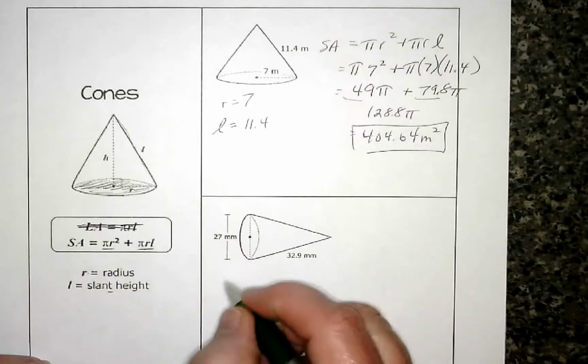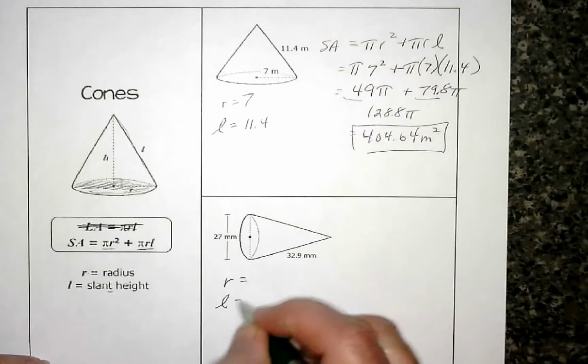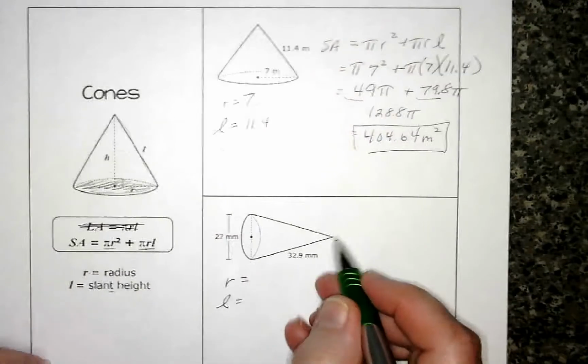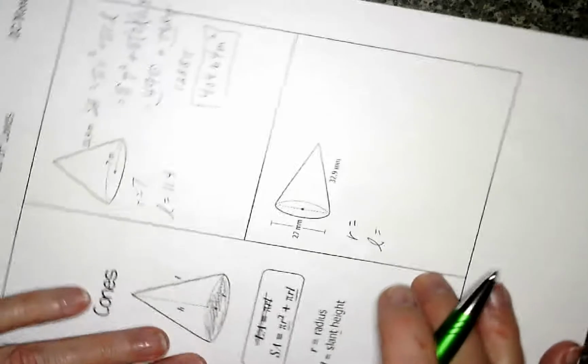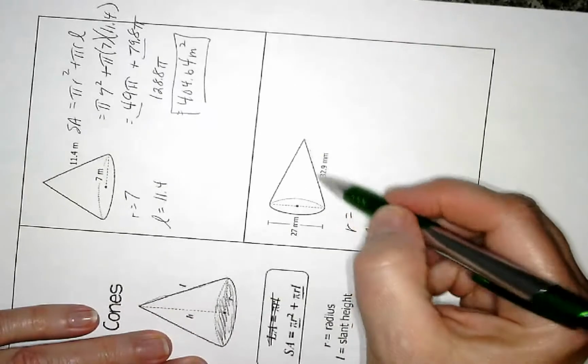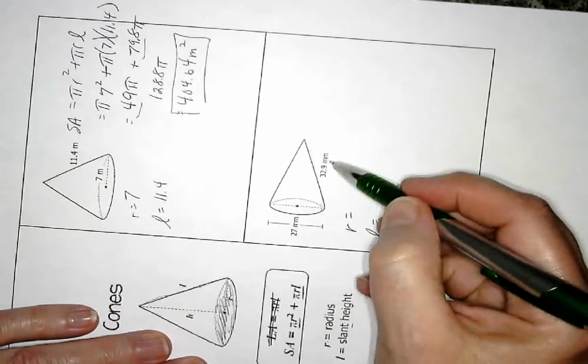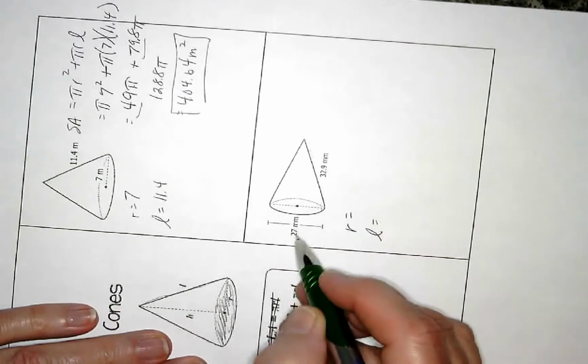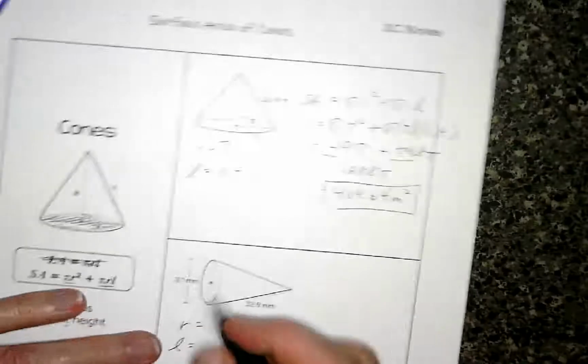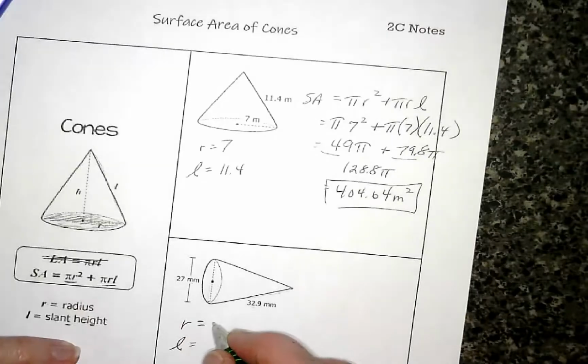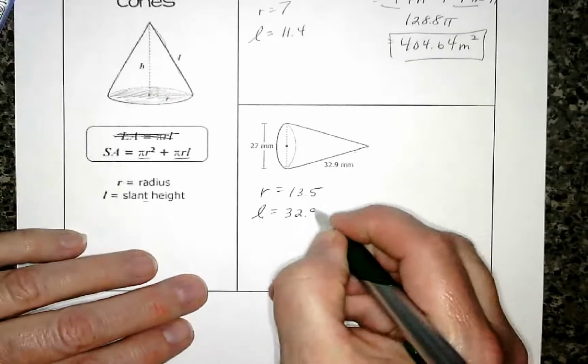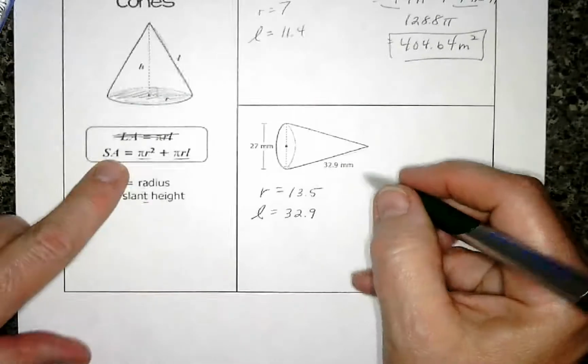Down here again, we just have to identify the R and the L. Well, I think from the point, and if you have to turn it like this, do so. Going down the slant is 32.9. The diameter is 27. So if the diameter is 27, half that is going to be 13.5 for the radius. We already said the slant height was 32.9. I'm going to fill in my formula here.